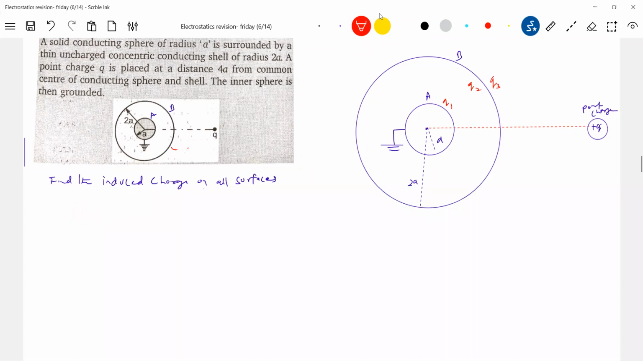The net charge of shell B should be 0. Okay, I'll get into the mathematics first. So Q2 plus Q3 should be 0. Then according to Gauss law, Q1 plus Q2 should be 0. Shell A is earthed, so VA should be 0. I'll write the equation now: KQ1 by A, KQ2 by 2A, KQ3 by 2A, plus potential due to the point charge KQ by 4A. This all should be equal to 0.